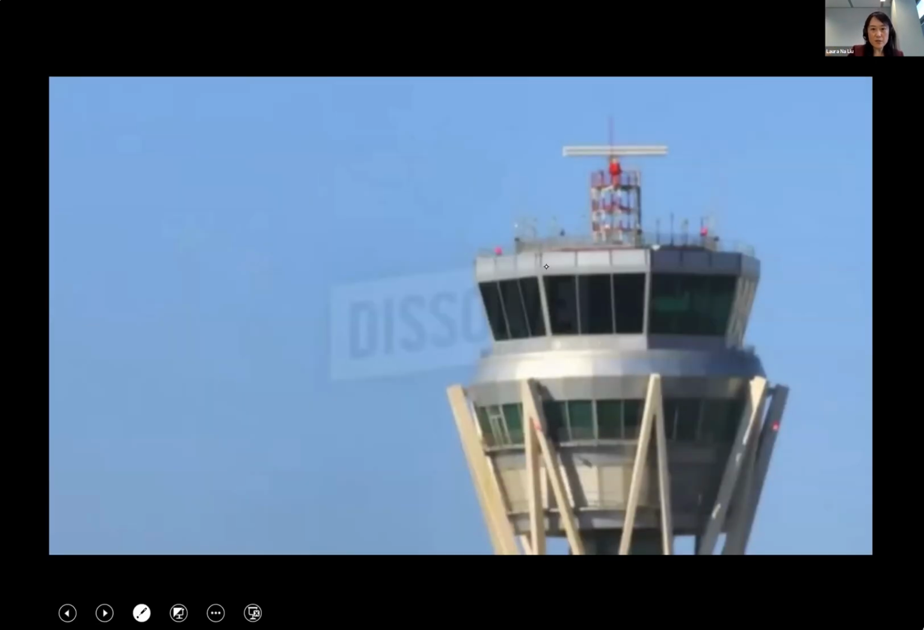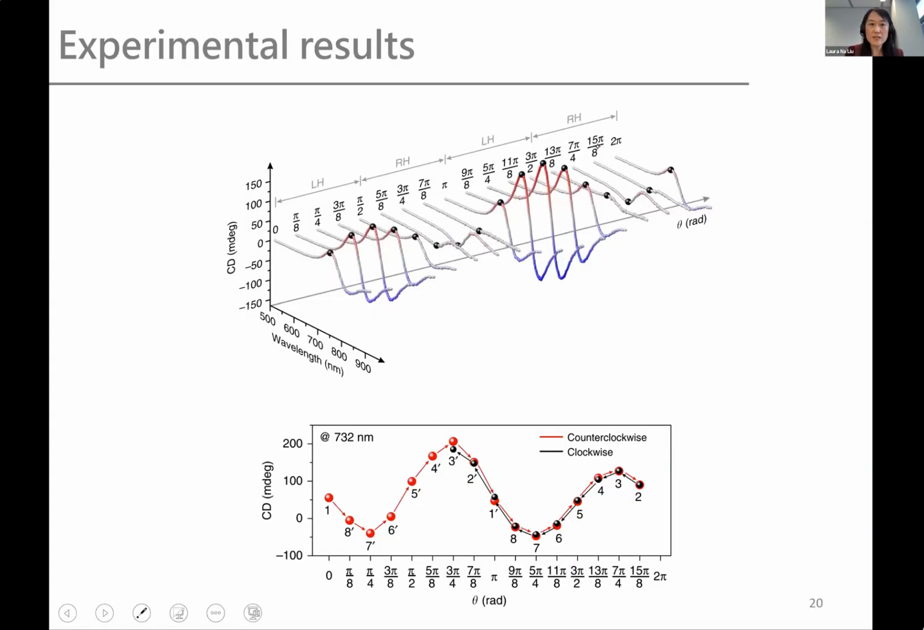This is very similar to the case if you go to an airport and see such an air traffic tower, where the top one is the air traffic antenna. It rotates clockwise or counterclockwise against the tower base. It's very similar to our system. We have these 2 gold nanorods, and one is rotating clockwise or counterclockwise.